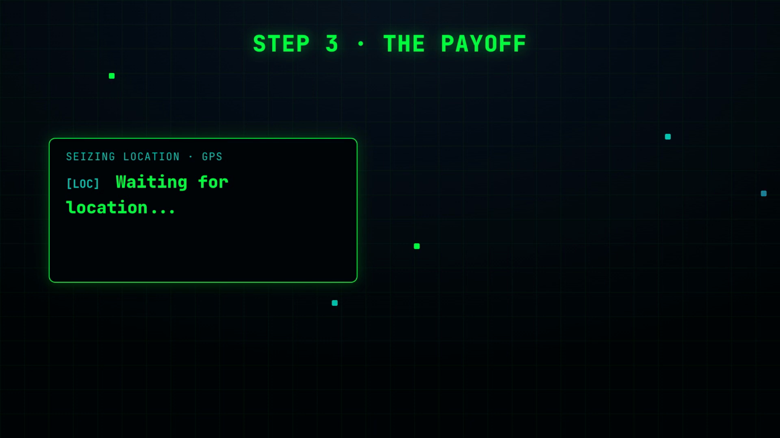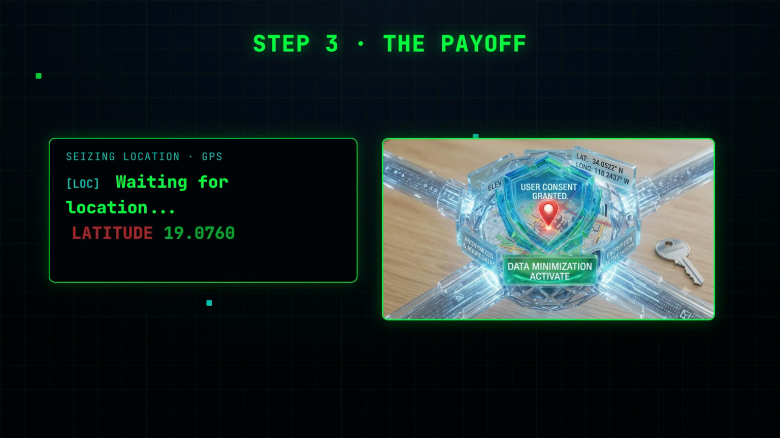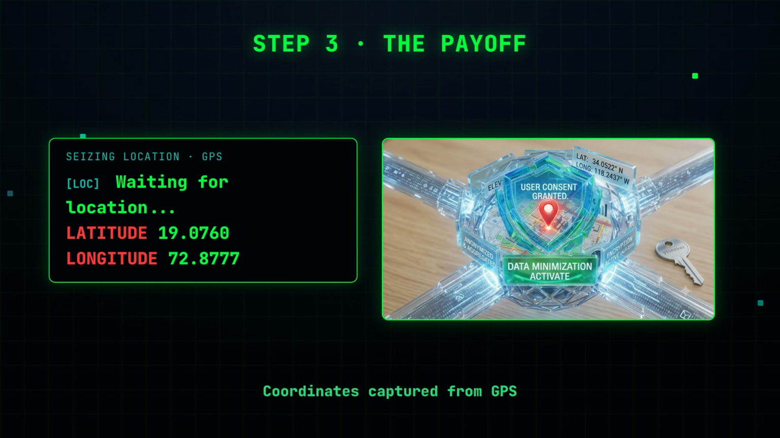Step 3. The payoff. When the target opens that link and taps allow, the coordinates appear on screen. Latitude and longitude, captured from GPS.